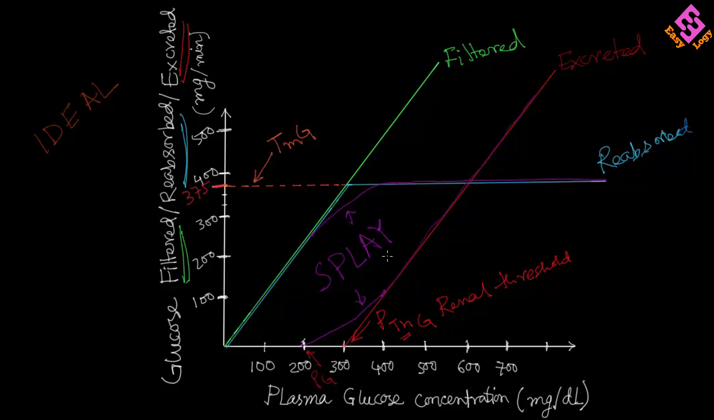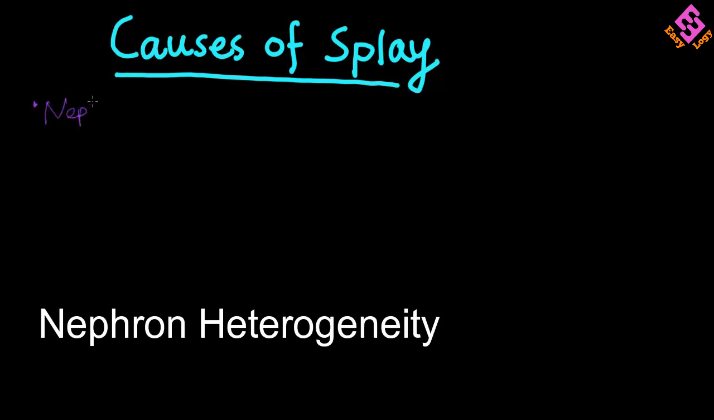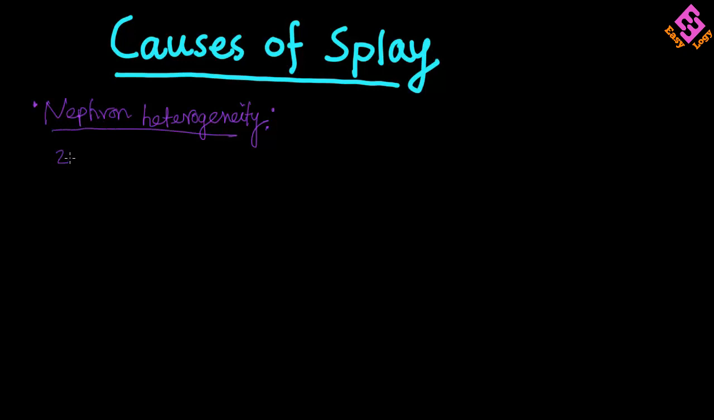Now, what is the cause of this deviation, that it deviates from the ideal curve? What's the reason behind it? One of the causes is nephron heterogeneity. That is, all the 2.6 million nephrons are not exactly the same in activity. There is a variability of filtration capacity of the glomeruli, and the reabsorptive capacity of the renal tubule is also different. So some nephrons have lower reabsorptive capacity.